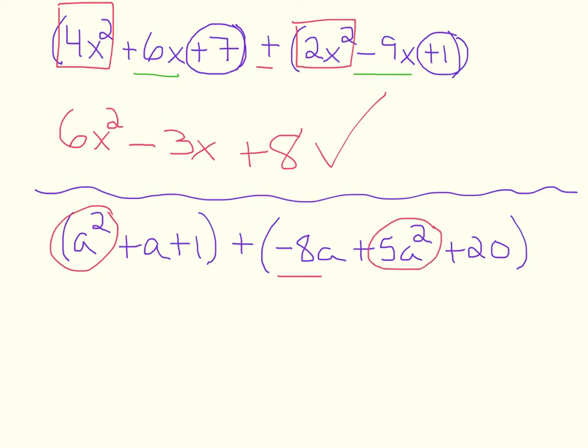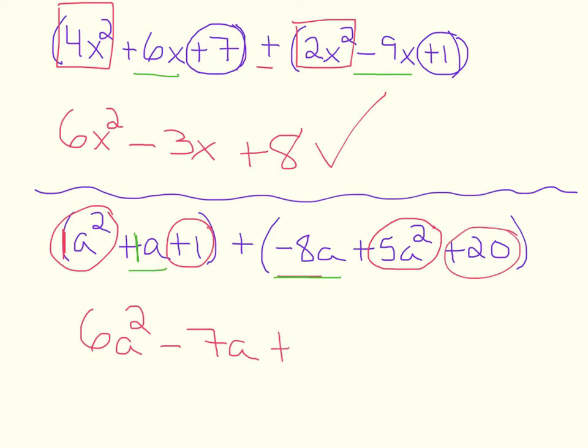So a squared plus 5a squared, add the coefficients. Coefficient here is 1, so 5 plus 1 is 6, 6a squared. And then if we have a, its like term is the negative 8a, so 1 plus negative 8 is negative 7a, and then add the constants. 1 plus 20 is 21.